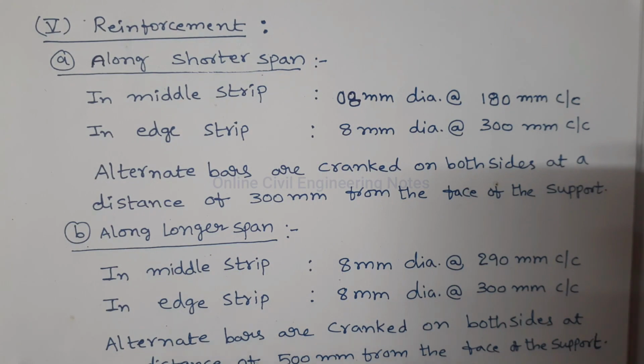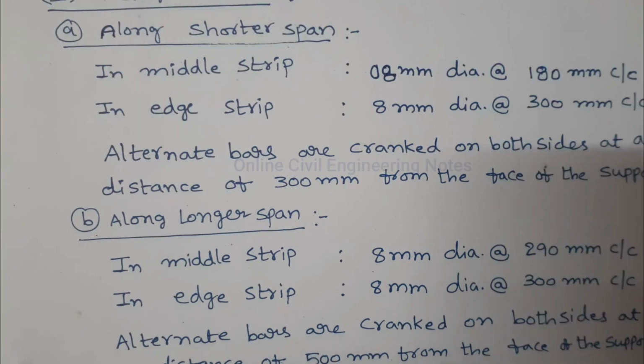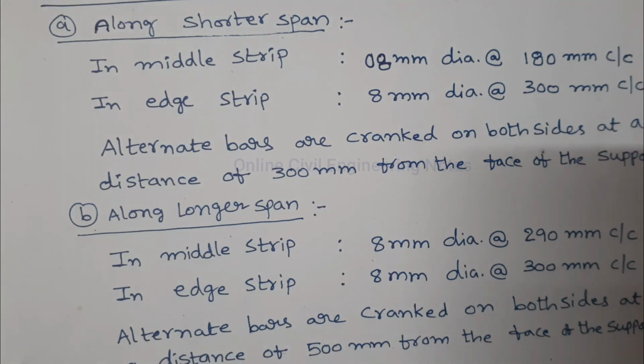Reinforcement. A, along shorter span. In middle strip 8 mm dia at 180 mm center to center. In edge strip 8 mm dia 300 mm center to center. Alternate bars are cranked on both sides at a distance of 300 mm from the face of the support. B, along longer span. In middle strip 8 mm dia at 290 mm center to center. In edge strip 8 mm dia 300 mm center to center. Alternate bars are cranked on both sides at a distance of 500 mm from the face of the support.